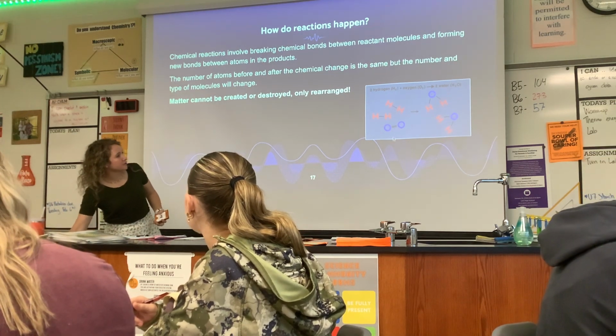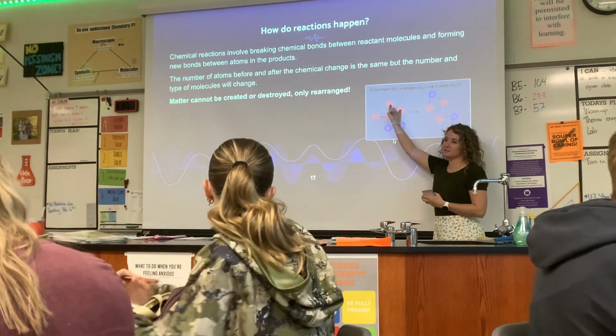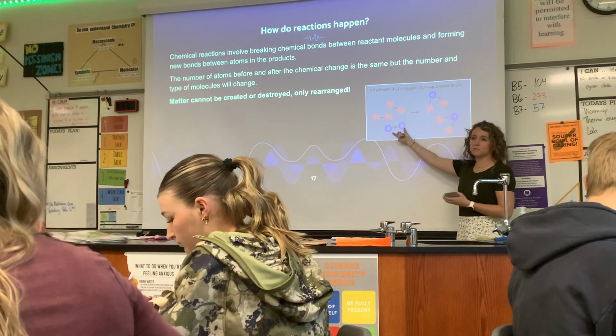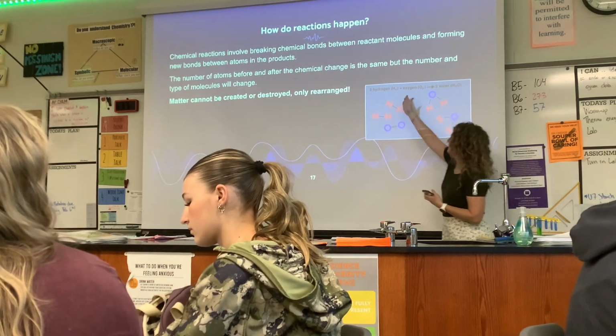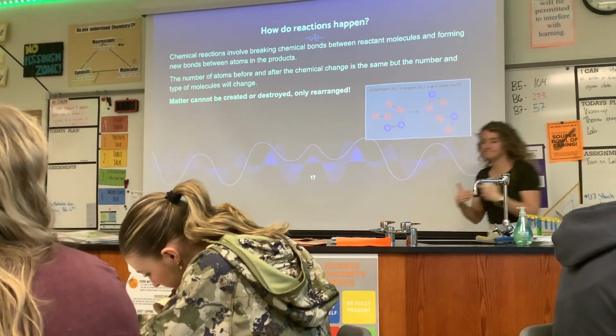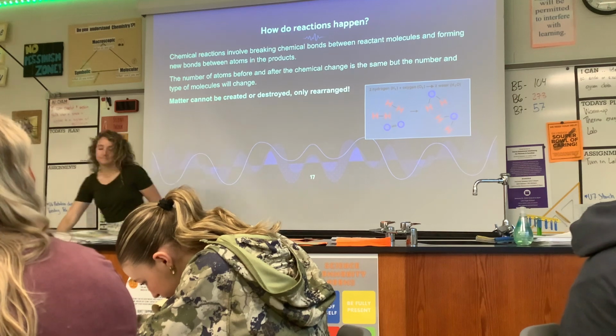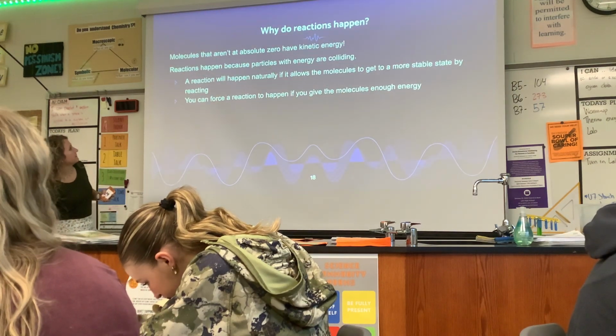Right, so here's a picture to show that process in the making of water. You have H bonded to H, O double bonded to O. But in order for it to become water, these all have to break and those new bonds get formed.